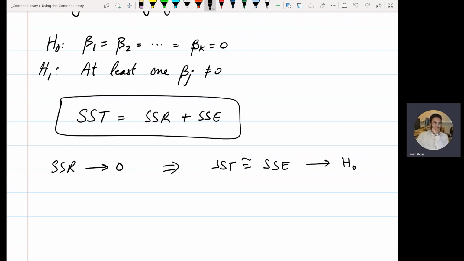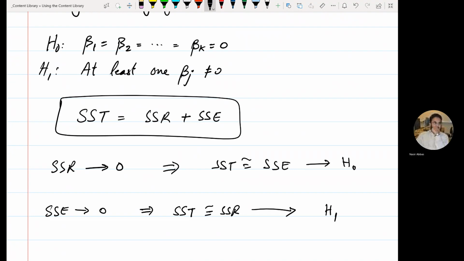Correct? Let's talk about the other extreme. All the variation is explained and your SSE is close to 0. In that case, all the variation will be explained. Where should you support? You should be supporting H1, correct? Correct.